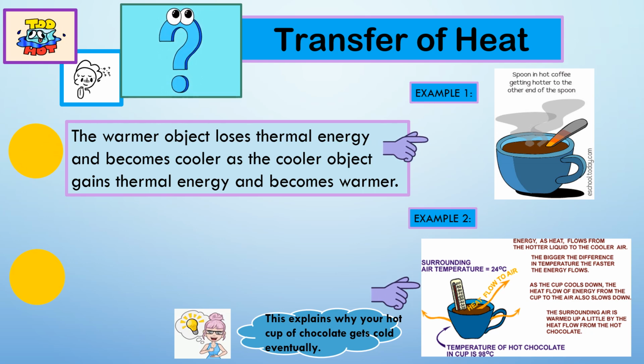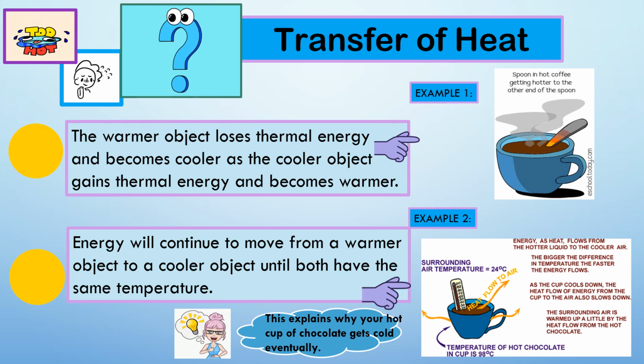Energy will continue to move from one object to a cooler object until both have the same temperature, until there is equilibrium. The warm object's energy will move to the cooler object, and the movement stops only when they have the same temperature. We call that the state of equilibrium. When we say state of equilibrium, it is a state of balance, where their temperatures are the same.